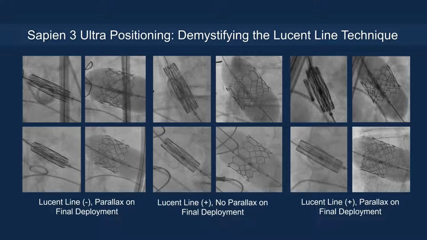So here's an example of number of Sapien 3 Ultra valve positioning, and I want to demystify this whole Lucent line technique. So on the left side of the screen, you can see that here the Lucent line is not there because there is parallax on the valve frame at the time of positioning. So as a result of that, you're going to have a parallax on the final deployment. Now, these are all performed at the conventional 3 cusp coplanar view. So clearly, you cannot rely on the Lucent line technique on this deployment because you don't have one because of the parallax on the valve frame.